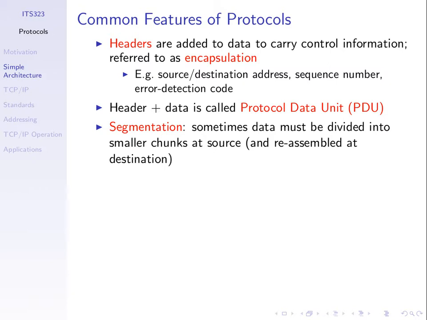So sequence numbers, and another thing: error detection code. Maybe you've seen error detection in computer architecture or computer hardware somewhere, where you've heard of parity checks, and we'll cover it later. You send some data from source to destination. The destination uses this error detection code, this extra information, to check: are there any errors in the data? Are there any problems with the data? So the receiver can detect any errors.